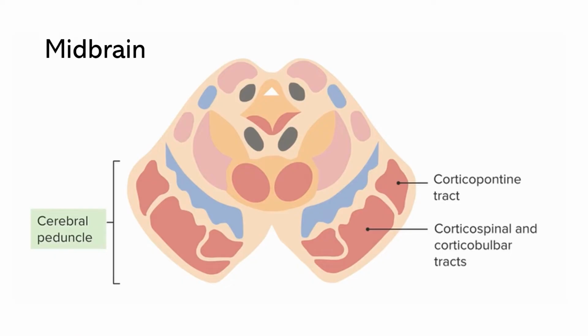On the anterior portion of the midbrain, we have these tracts known as cerebral peduncles. The corticospinal tracts are going to go from cerebrum to the spinal cord, and as well, we have corticobulbar tracts, which go from the cerebrum to the medulla oblongata. And then we have corticopontine tracts, which are going to connect the cerebrum to the pons. All of these tracts can be found in the cerebral peduncles.